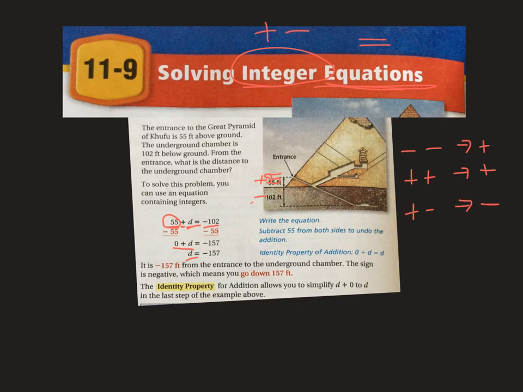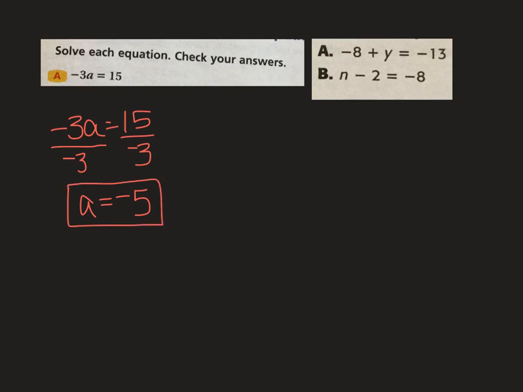Okay, so let's do some problems. Here it asks us to solve each equation and check your answer. So I have negative 3a equals 15. What I want to see you doing is dividing both sides by negative 3. And I'm going to get a equals 15 divided by 3, or negative 5. That's where we're at for our answer there. So that's for this one.